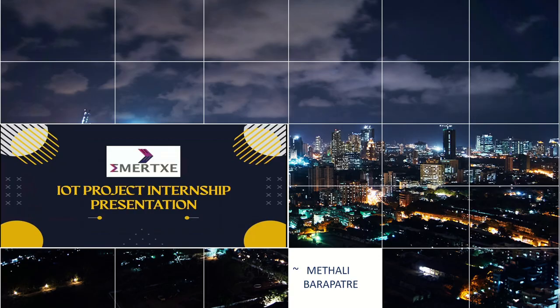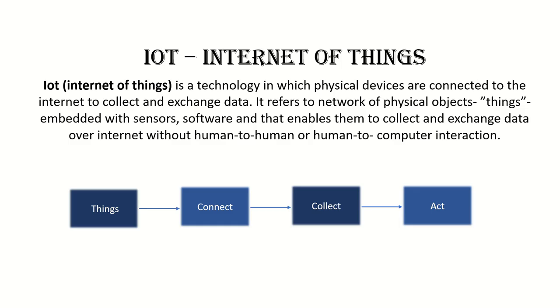First we start from what is IoT. That's Internet of Things. IoT is a technology in which physical devices are connected to the internet to collect and exchange data. It refers to a network of physical objects, things embedded with sensors and software that enable them to collect and exchange data over the internet without human-to-human or human-to-computer interaction. In simple words, IoT connects non-living things with living things to ease our day-to-day life.